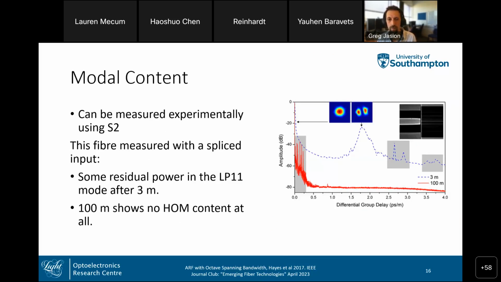So modal content can be measured experimentally using S2, spatial and spectral imaging. And with our fiber, we used a spliced input. And after 3 meters, you get a very distinct LP11 measured at around minus 20 dB. But after 100 meters, the trace is clean and no LP11 or other mode, in fact, is seen at all.